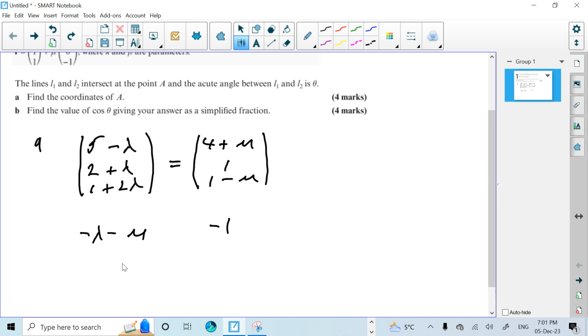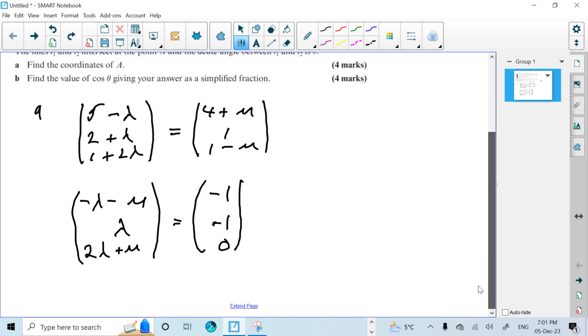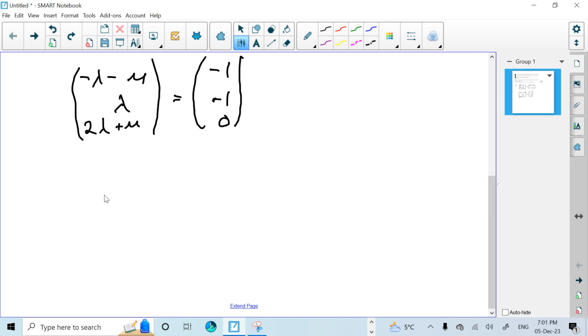We've got lambda just alone by itself. There's no mu on this side. Is equal to 1 minus 2, which is again minus 1. And then I've got 2 lambda plus mu on this side, bringing minus mu from right-hand side to left-hand side, is equal to 0. And now I can find the value of lambda and mu. So let's extend the page and solve simultaneously.